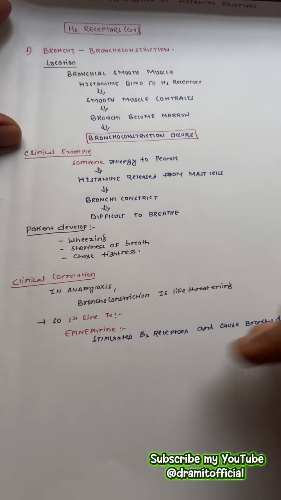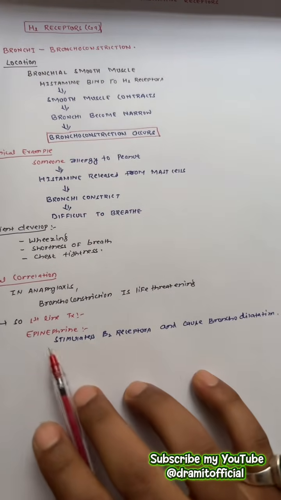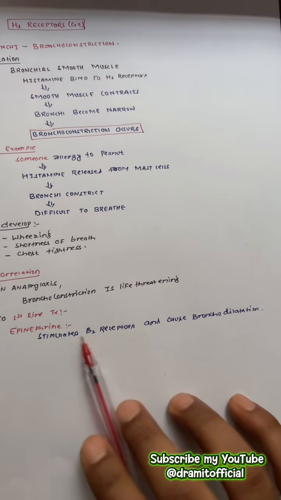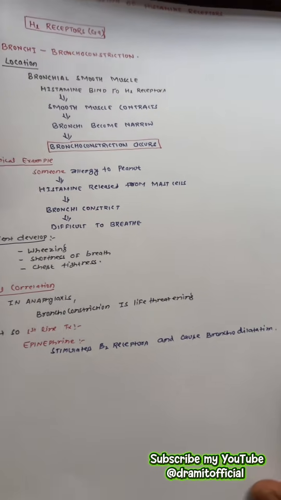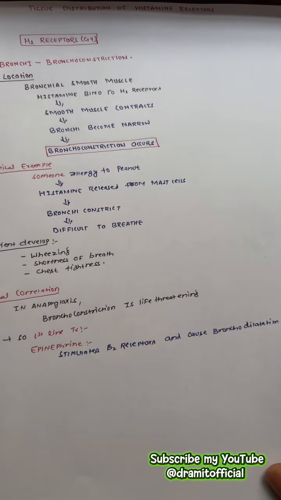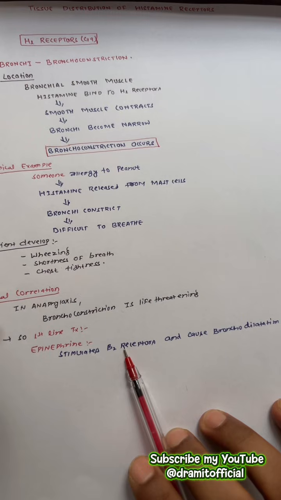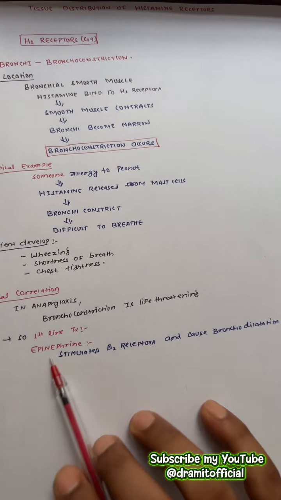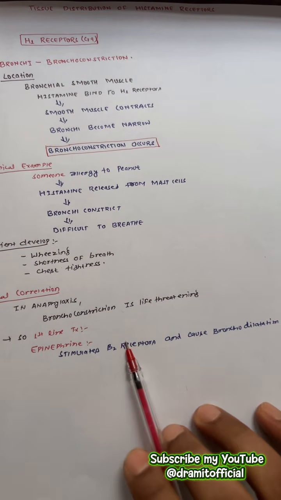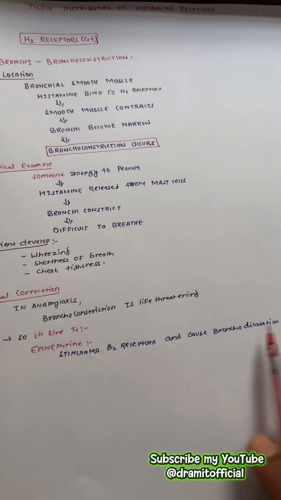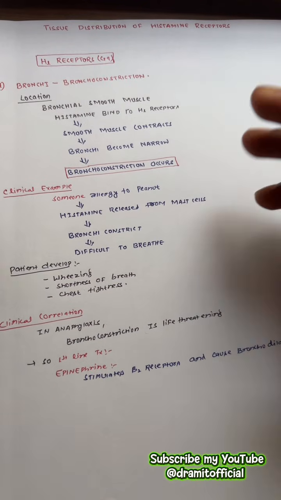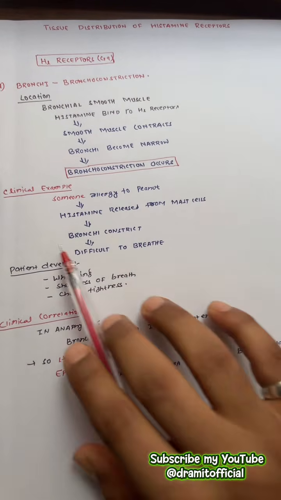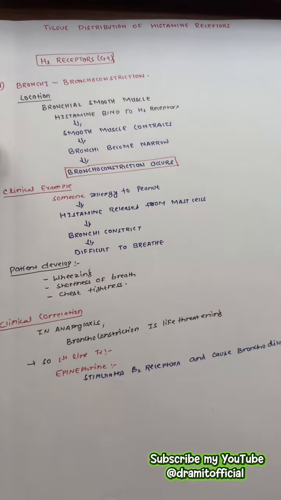So as the first line you will give epinephrine. It stimulates beta 2 receptors and causes bronchodilation, as we know from our adrenergic receptor tissue distribution video that beta 2 receptors in the bronchi cause bronchodilation. So epinephrine acts on the beta 2 receptors and causes bronchodilation. This is how the symptoms start if any patient takes allergic food items, or is allergic to anything.